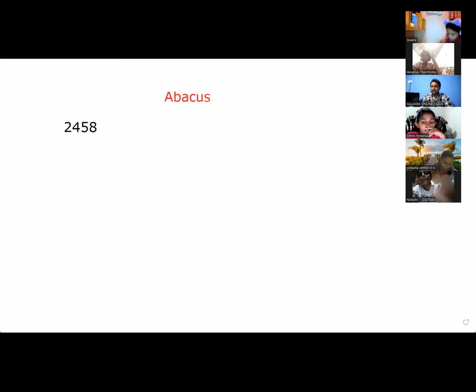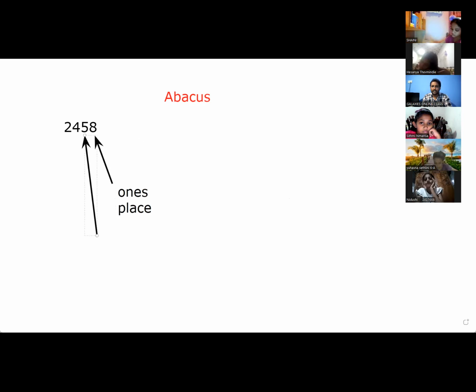The last digit is ones place, okay. Last digit is ones place. Ones place. Before the last digit, it is known as the tens. The tens is 10.